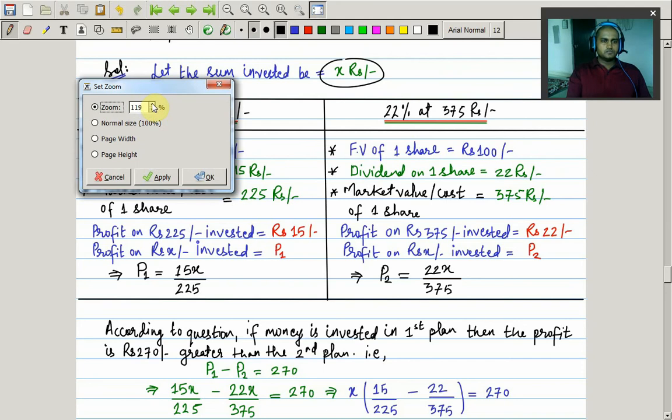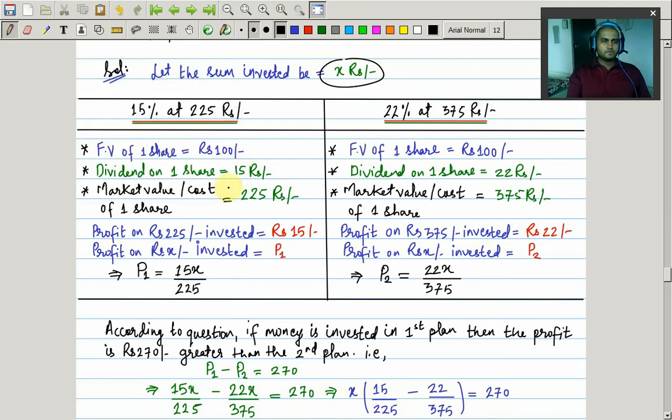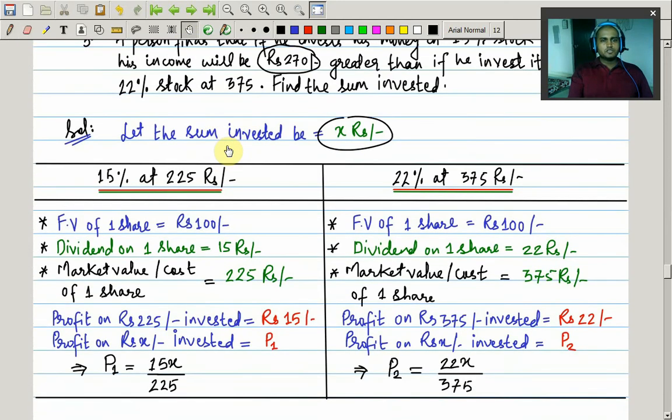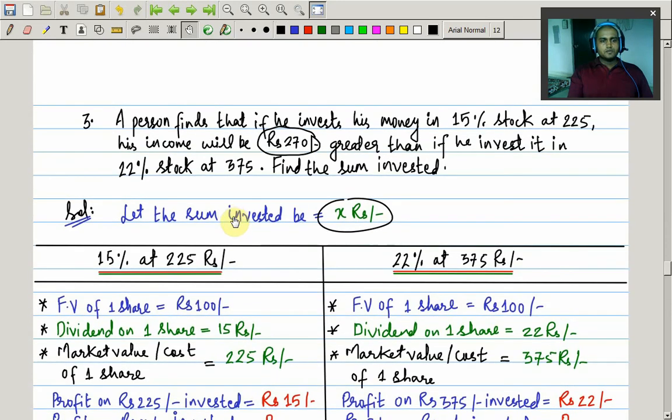So I think I can zoom in now. Okay. So the money invested is rupees X. So I have a table comparing the two investments. First investment is 15% at 225 and the second is 22 at 375.